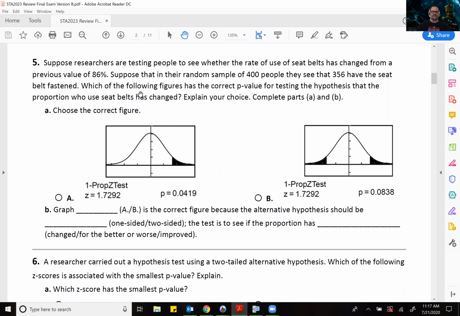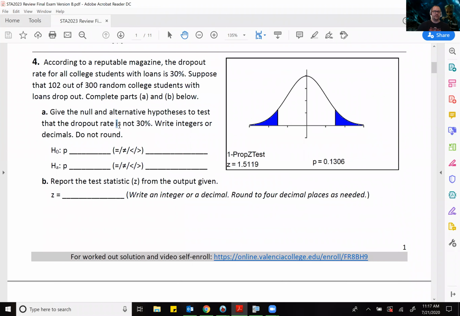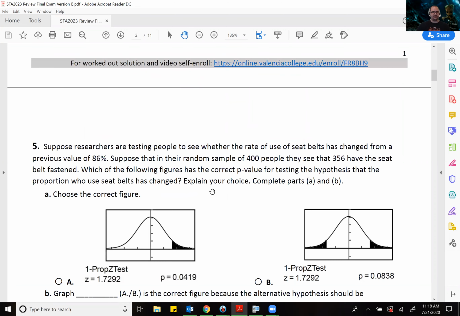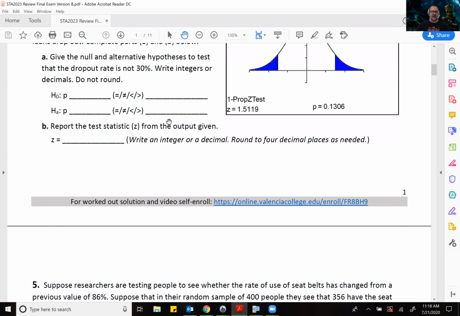So first thing is, what does it mean that it has changed? Because that's the key in this. Okay. So has changed is a lot like what we talked about right here. It's another way of saying is not. Because up here, I could say, give the null and alternative hypothesis to test that the dropout rate has changed from 30%. See, there's that has changed. Okay. So has changed is another way of saying is not.